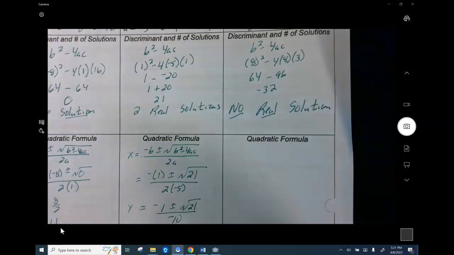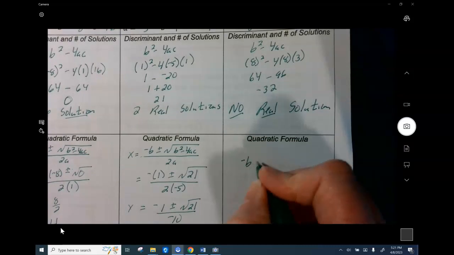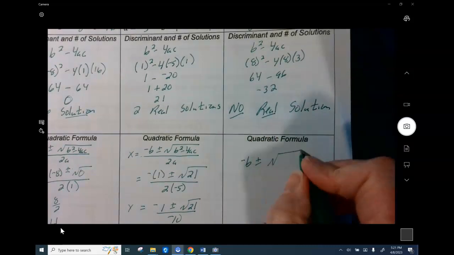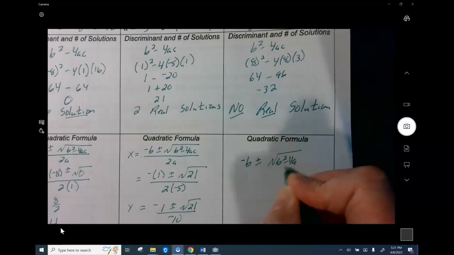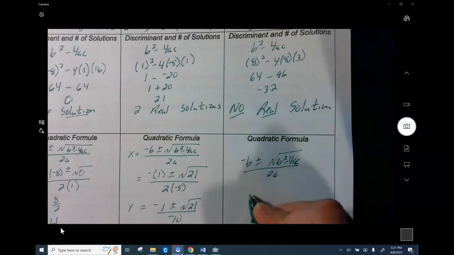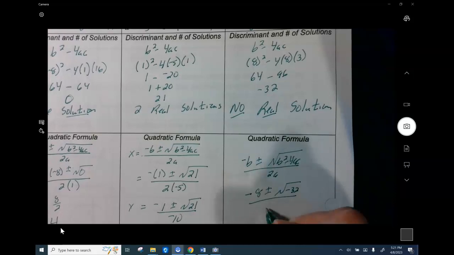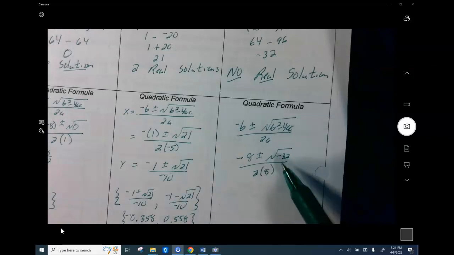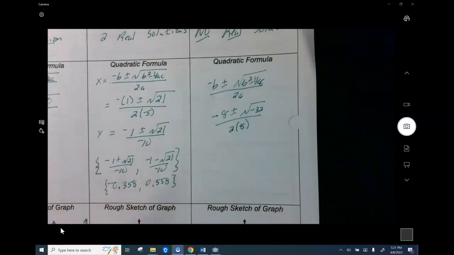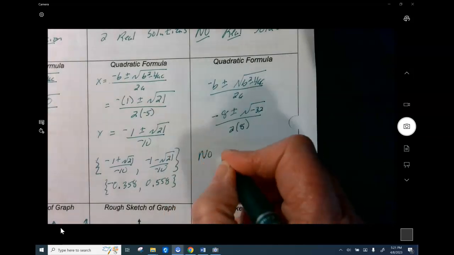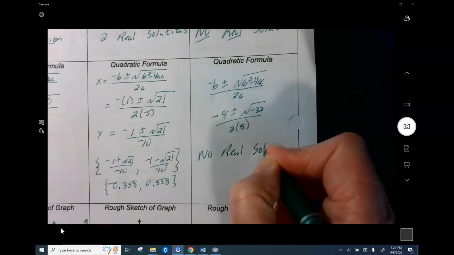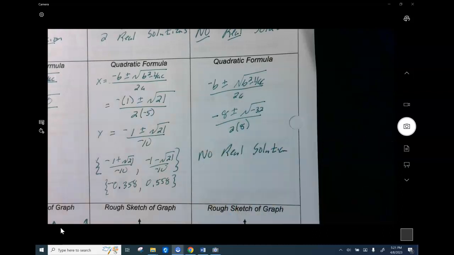Okay? So we plug it into quadratic form, and we're going to have negative b plus or minus the square root of b squared minus 4ac all over 2a. So we're going to have negative b, but does it matter? Because look, write it down though. Plus or minus the square root of negative 32 all over 2 times 8. Okay? So we have a negative under a radical. Algebra 1, we don't get to solve it yet. So we just go to no real solutions. Or we say not yet, meaning we don't get to solve it yet. So we can also just write not yet.